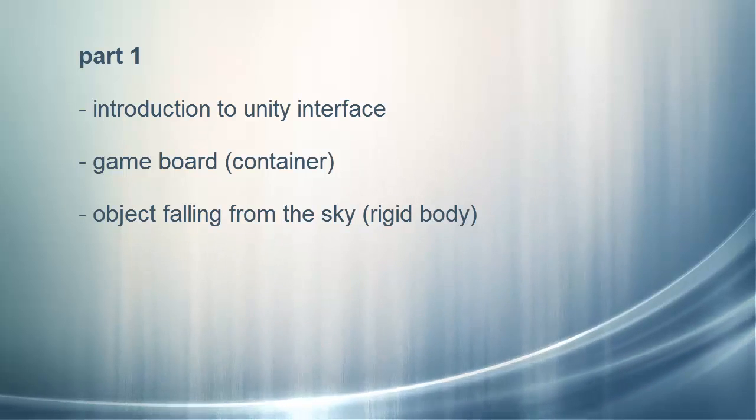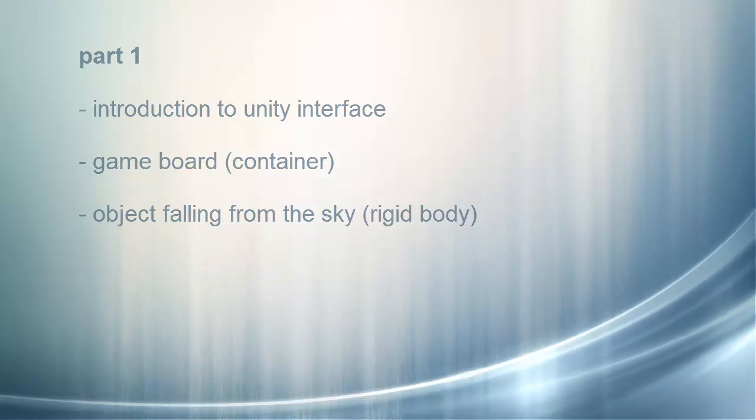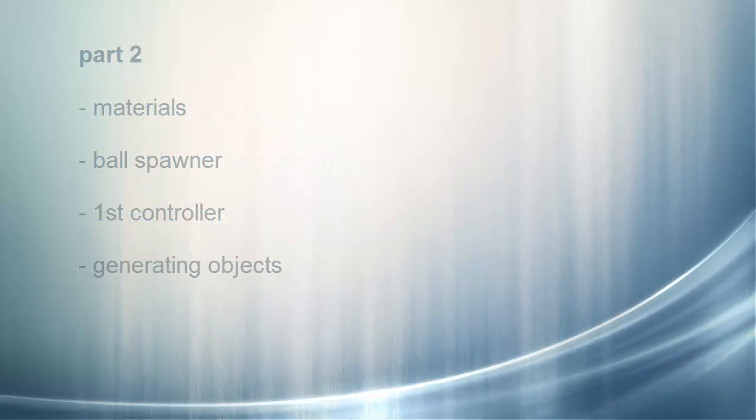In the first one, I will introduce you to the Unity interface. We'll create the game board, which will be the in-game container for balls falling from the sky, and we will create the first object and make it fall with the use of a rigid body.